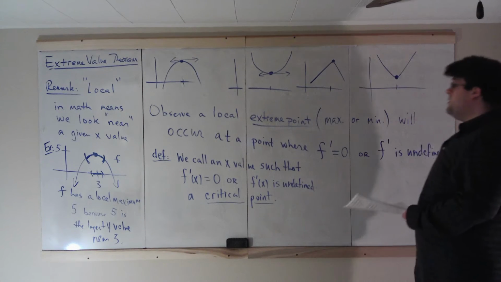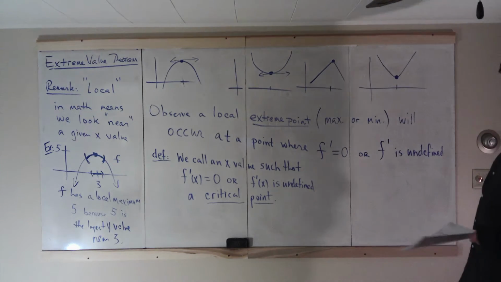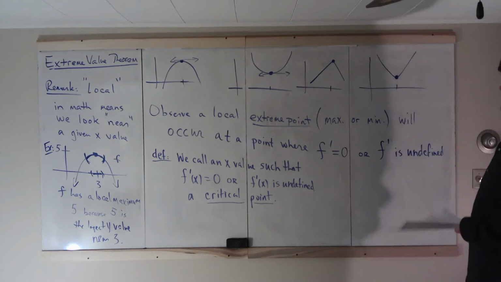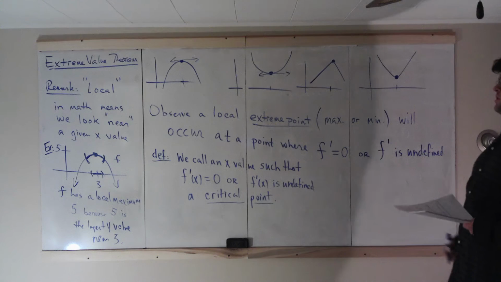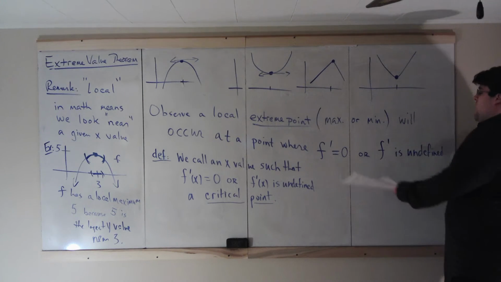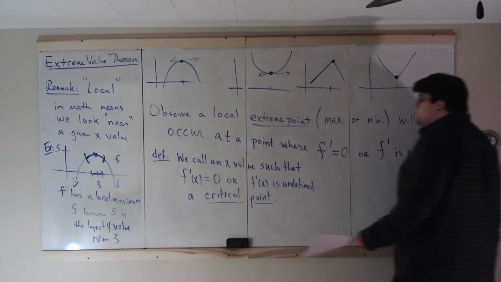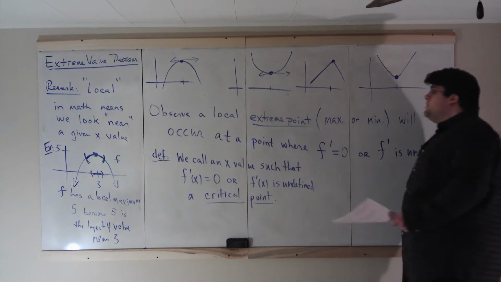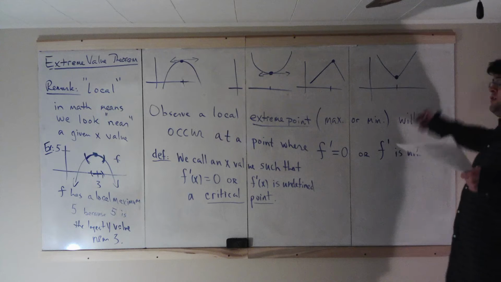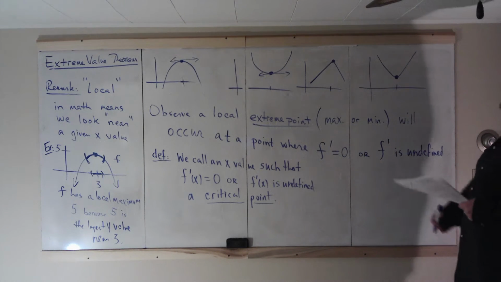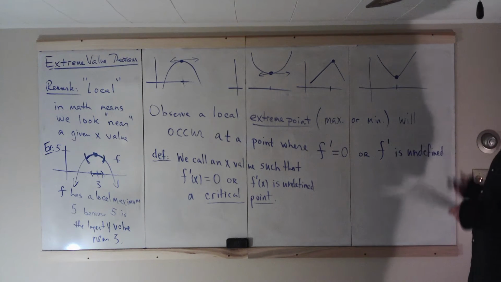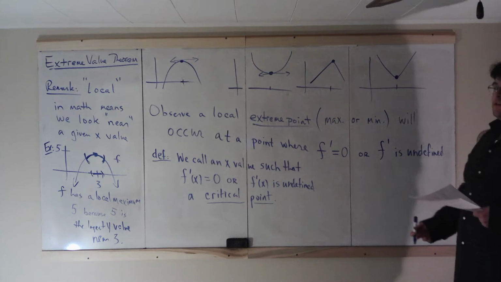We call an x value such that the derivative is 0 or is undefined a critical point. And we can see from this observation above that being able to describe these in the same breath may be useful. Right here, this observation could now be rephrased. Observe a local extreme point will occur at a critical point.